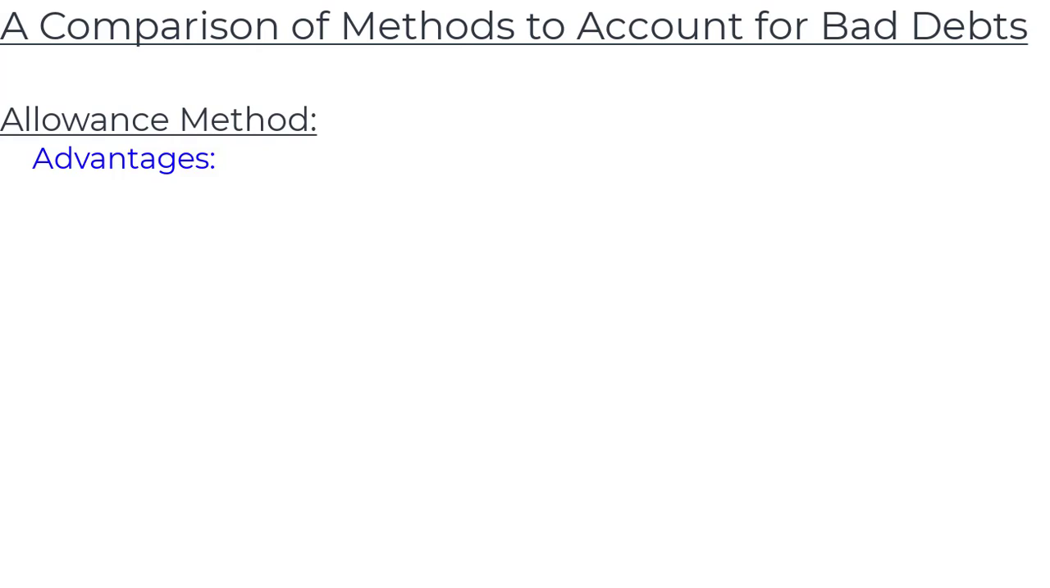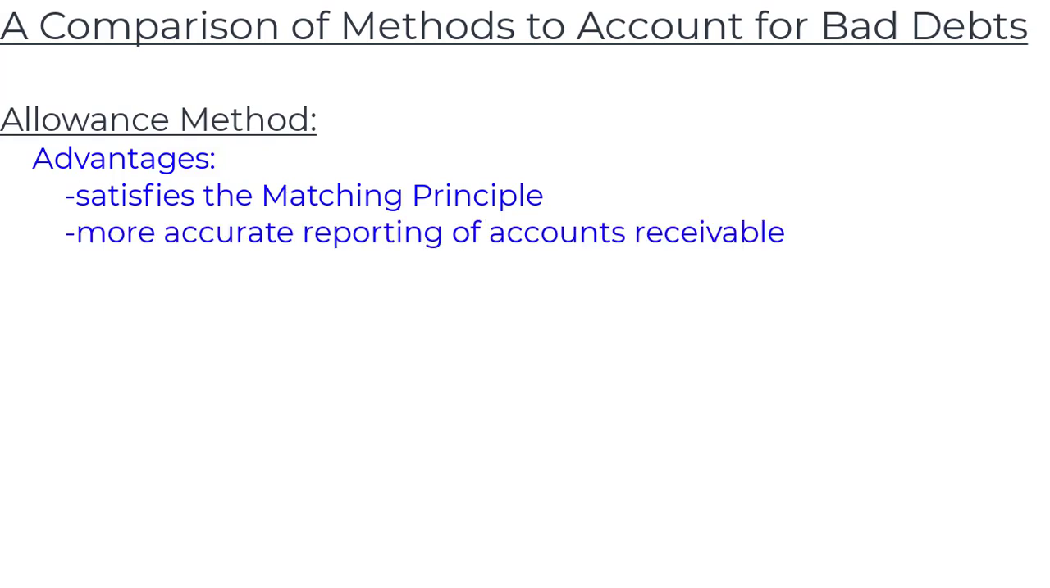This satisfies the matching principle, which states that expenses should be reported in the same period as the revenues that they help generate. The second advantage is a more accurate reporting of accounts receivable. Remember that allowance for doubtful accounts is a contra asset tied to accounts receivable. Therefore, when we estimate bad debts using the allowance method, we can find a more accurate estimate of what the company will actually collect, called the net realizable value of accounts receivable, found by taking the accounts receivable balance and subtracting the allowance for doubtful accounts.